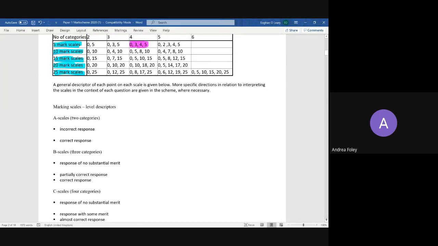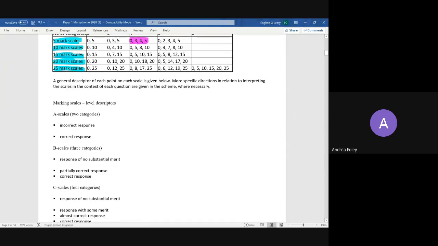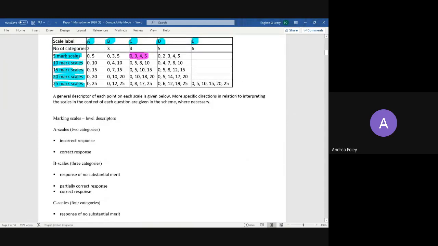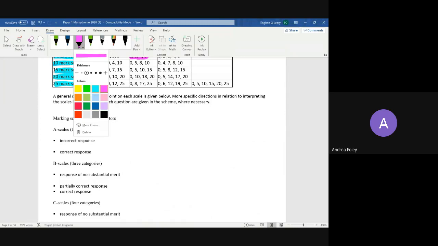On the mark scheme, next to each question, it will tell you what scale is used for that question. So we will have a list at the top. Before it tells you how the marks are awarded, it will tell you exactly how many marks are for that question and what scale it is as well.